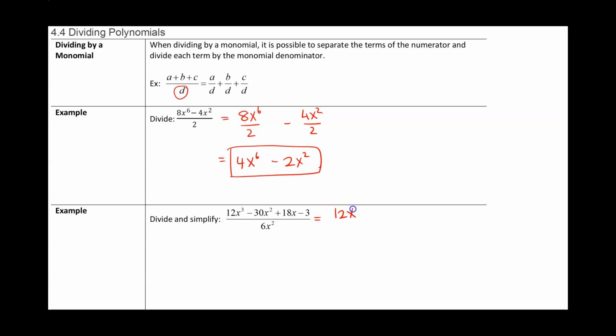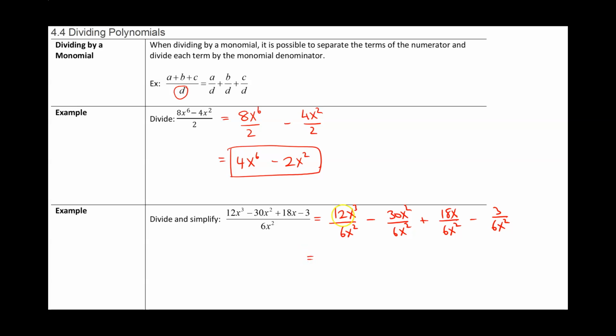We have 12x cubed. We divide that by 6x squared. We have a negative 30x squared. We divide that by 6x squared. We have a positive 18x. We divide that by 6x squared. And then we have a negative 3, and we divide that by 6x squared.